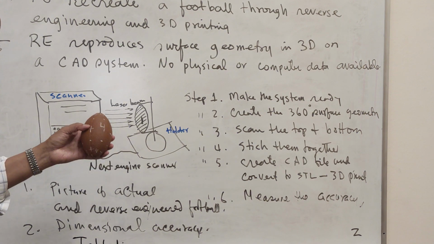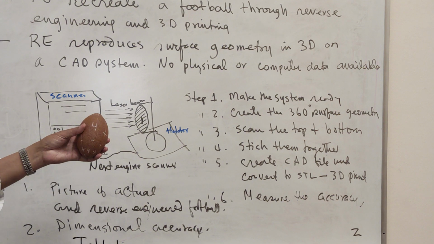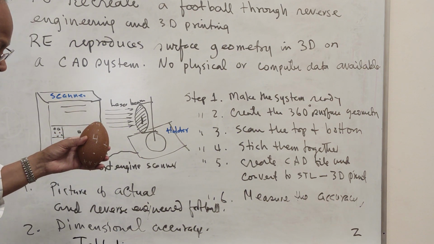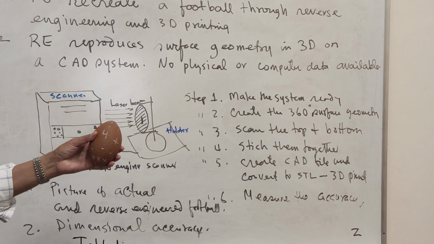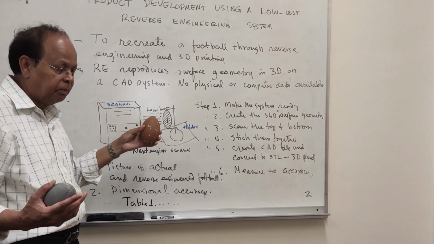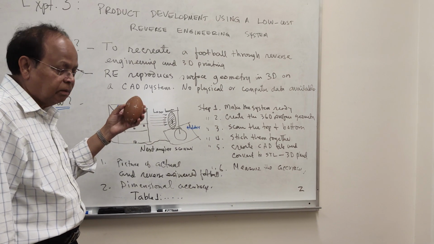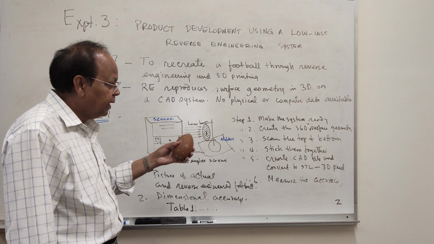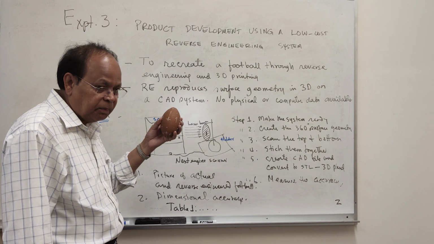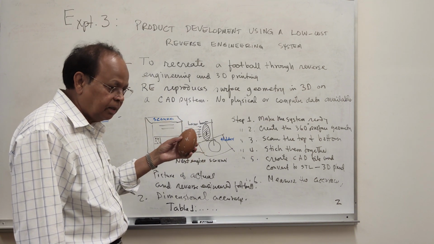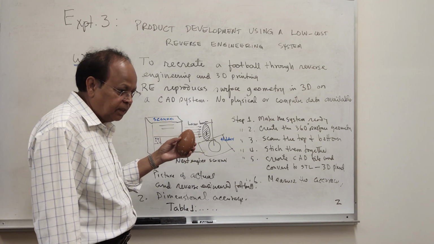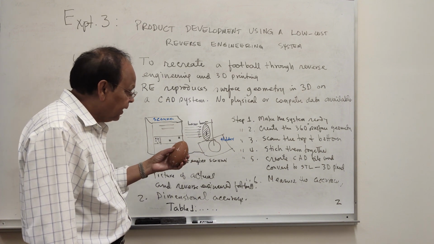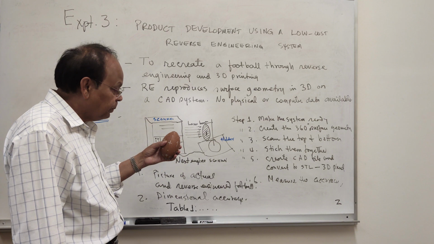Once we have created the football in the software, we create a CAD file from the surface data. Once we create the CAD file, most of the problem is done because that CAD file can be converted to an STL file, and an STL file means you can go to 3D printing. Once the STL file is created, we'll go to the 3D printer and recreate it.